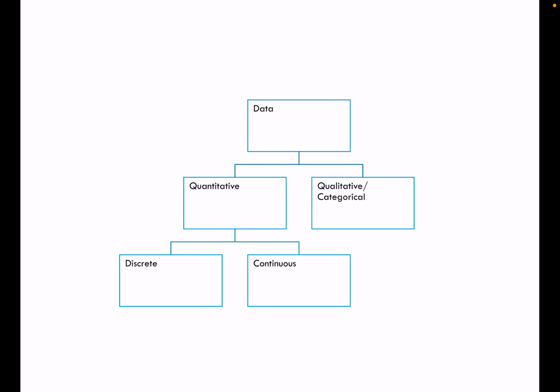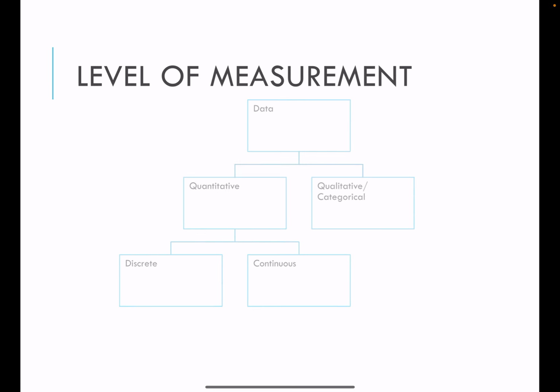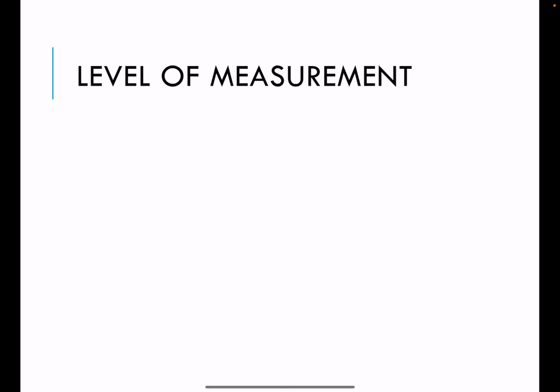We've seen earlier that we can classify data into quantitative and qualitative or categorical data. Then for quantitative data, we can further categorize them into discrete or continuous data. In this video, we're going to learn a different way of classifying data: its level of measurement.